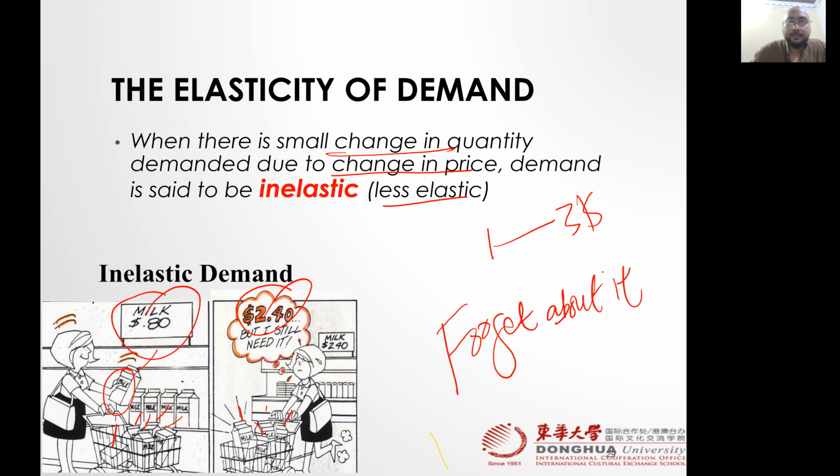But here, milk, we increase the price from 0.8 to 2.4. Quantity demanded decreases from just 5 to 4. Why is that? It is important. Exactly. In economics we call this necessity versus luxury, or availability of substitute.